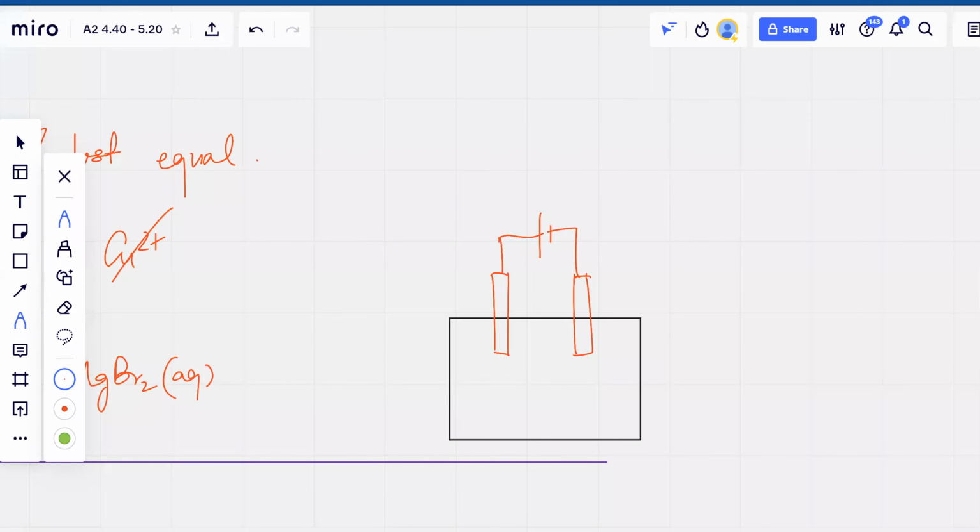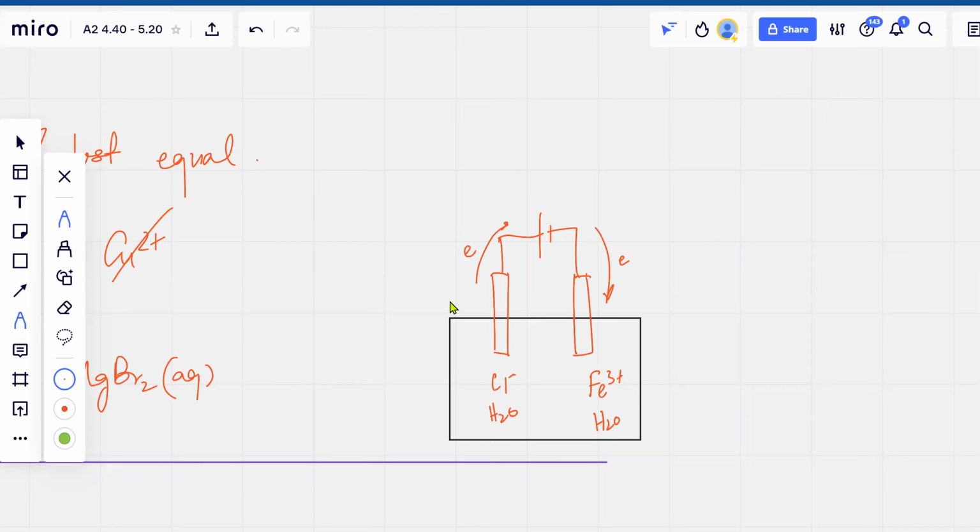And at the cathode, you're going to have Fe3+ ions, Cl- ions, and water at the cathode, and you're going to have water at the anode. Remember, no H+ and no OH- ions. So who's going to gain electrons? Is it Fe3+ or H2O?